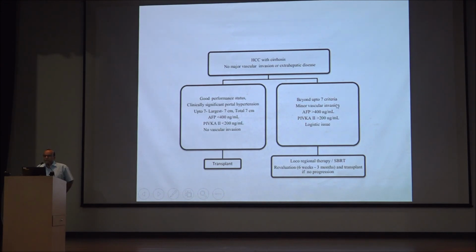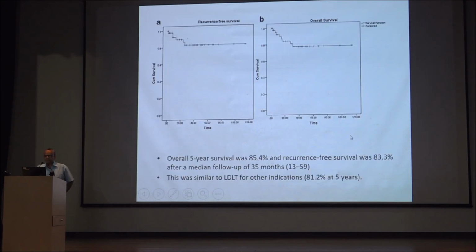Beyond up to 7 criteria, or minor vascular invasion, initial AFP more than 400, PIVKA-II more than 200, or logistic issues, then loco-regional therapy, either in the form of TACE or SBRT, with re-evaluation at 6 weeks to 3 months, and transplant if there is no progression. So overall 5-year survival reported was 85% and recurrence-free survival was 83% after a median follow-up of 35 months. This was similar to LDLT for other indications in the cohort.